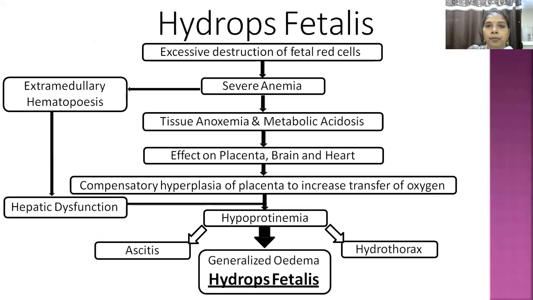This is the hydrops fetalis flowchart. Excessive destruction of fetal red cells leads to anemia. Because of anemia, tissue hypoxia, tissue anoxemia, and metabolic acidosis. In an effort, compensatory hyperplasia of placenta occurs. Extramedullary hematopoiesis and hepatic dysfunction also lead to hypoproteinemia. Because of hypoproteinemia, generalized edema, ascites, and hydrothorax. All these together, generalized edema, that means ascites, hydrothorax, pleural effusion, everything, so much fluid accumulation in the extracellular spaces. This is called hydrops fetalis.